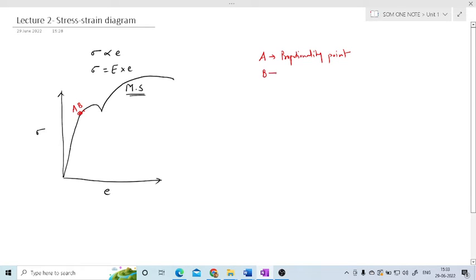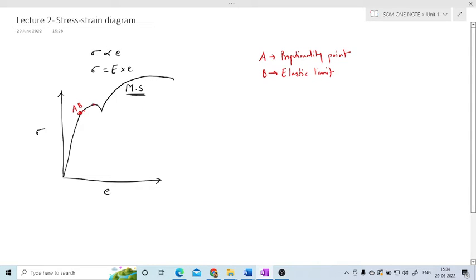Then the next point is B. This B point is nothing but the elastic limit point. Up to this point, if I apply force on the material, then the material will elongate, and if I remove the force, then that material regains its original shape and size. So up to B point, if I apply the force, the material will elongate. If I remove the force, the material will regain its original shape and size, meaning the elongation is elastic. So this B point is called the elastic limit point.